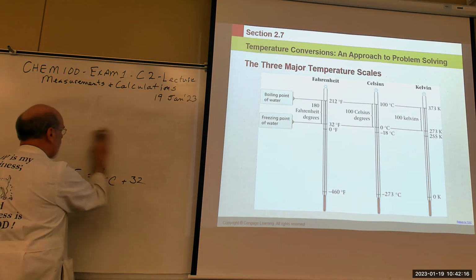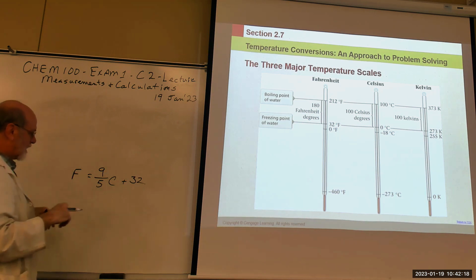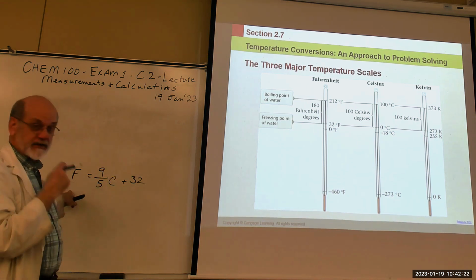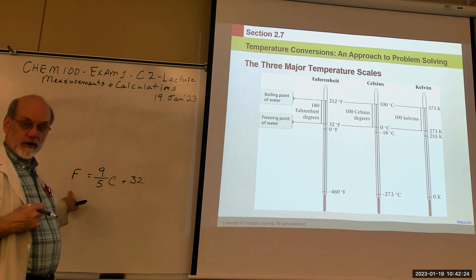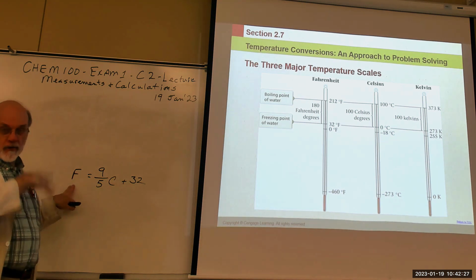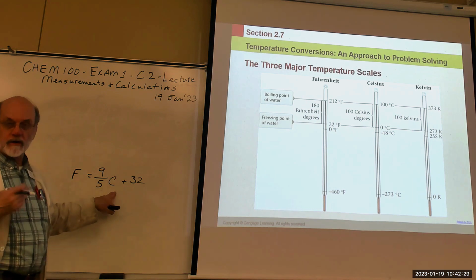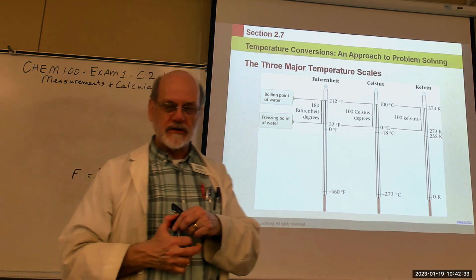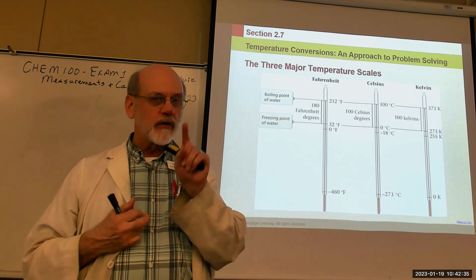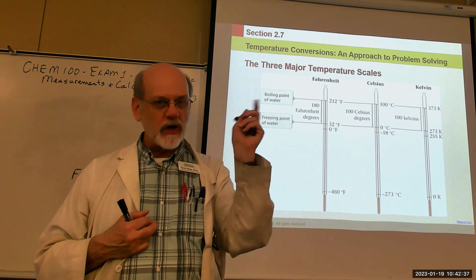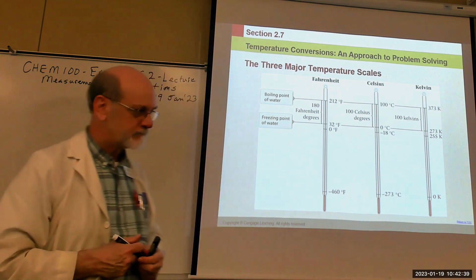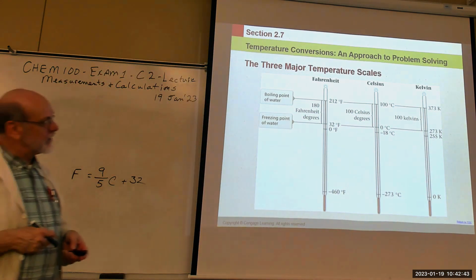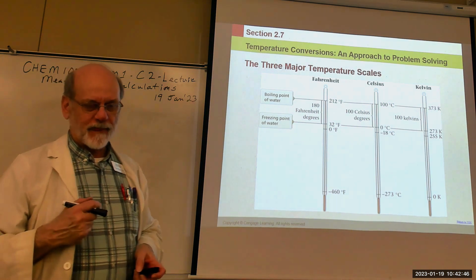Okay, so now that we know the conversion, if we know Celsius, we plug in the value here and do the calculation, we get Fahrenheit. If we know Fahrenheit, we plug it in here, rearrange the equation, and solve for Celsius. Remember, if you have an algebraic expression, an equation, and there's only one unknown, you can always solve for it. Okay? Now, the other system is Kelvin.